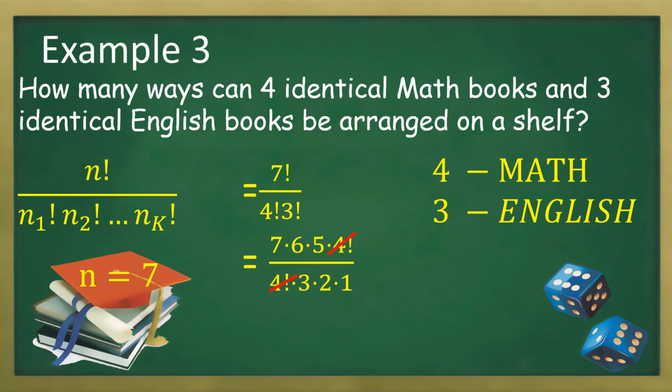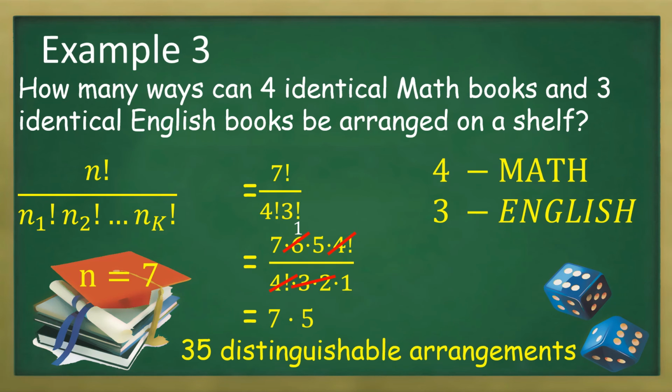And notice that we can still cancel some of the remaining numbers, just like 2 and 3 will give you 6, so we can cancel it with 6. So therefore, we will only have here 1, and the remaining numbers will be 7 times 5. So notice that we're not putting the 1 because that is the identity for multiplication. So meaning, whatever you multiply with 1 will have the same answer. So we're just going to have 7 and 5. So 7 times 5 will give you 35 distinguishable arrangements.